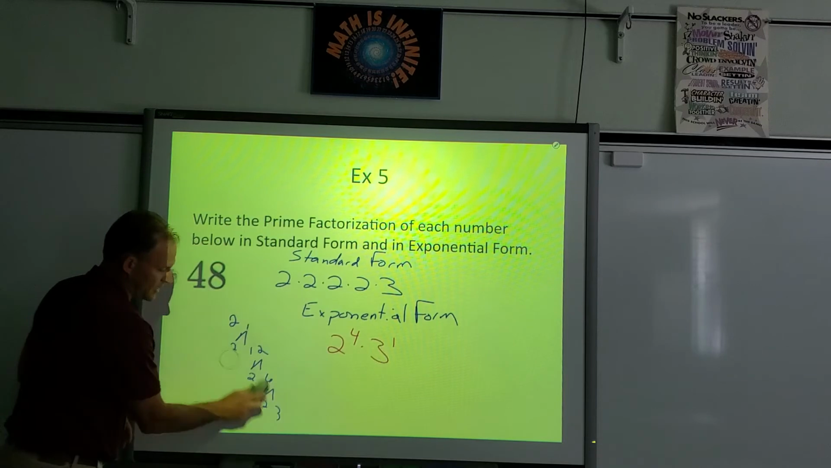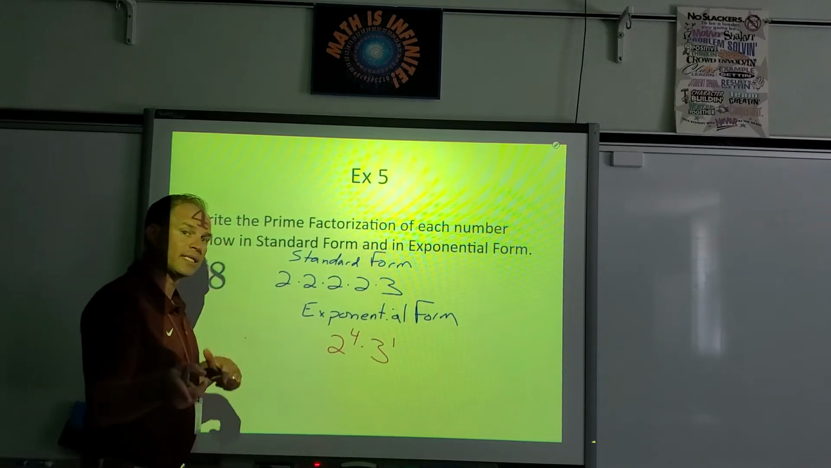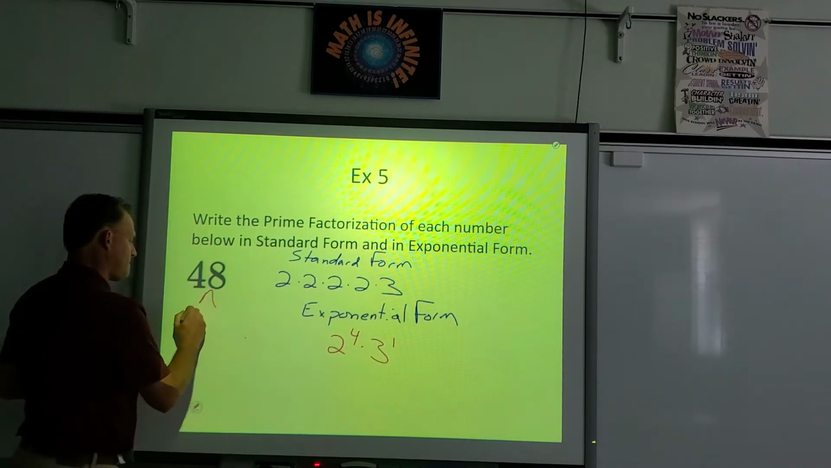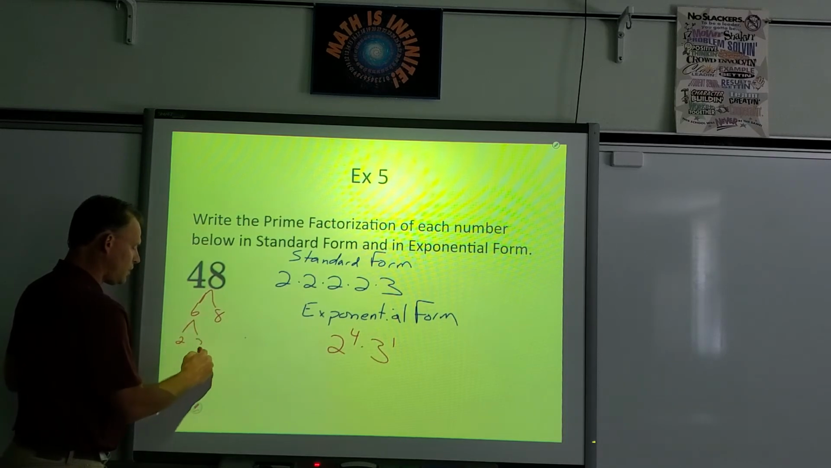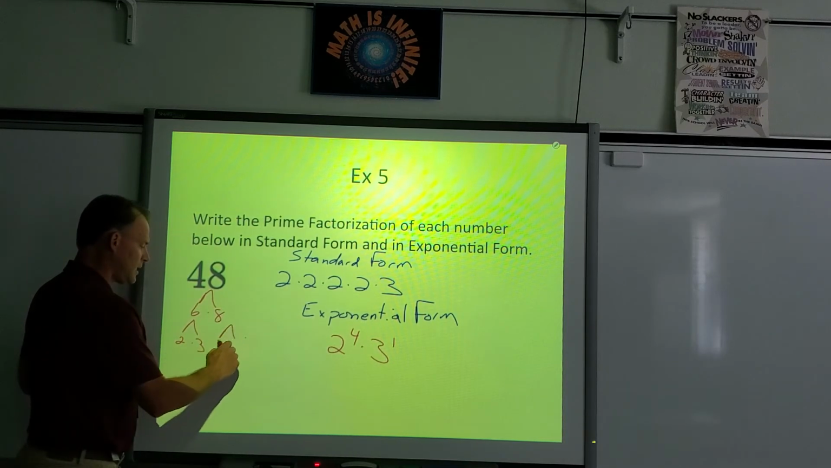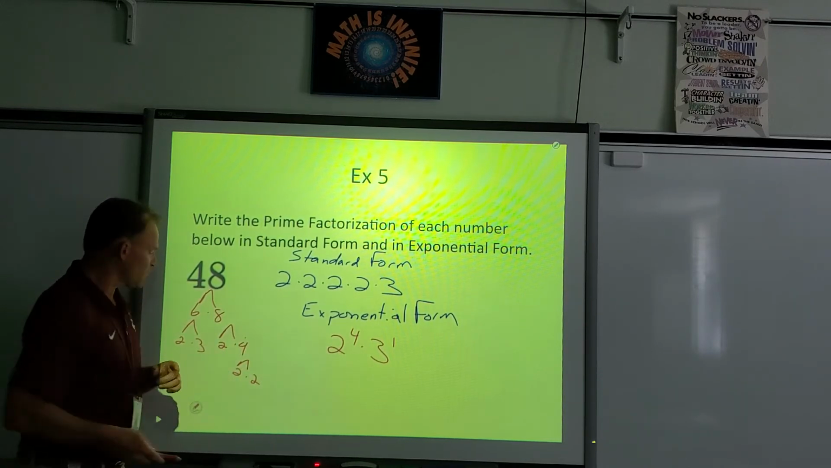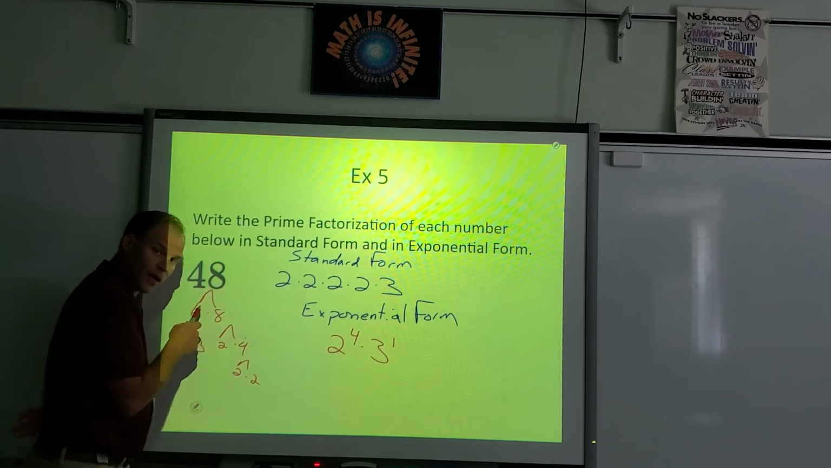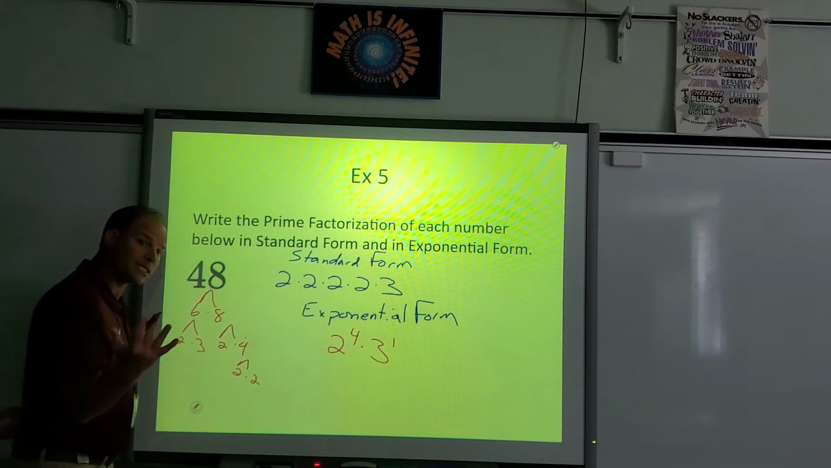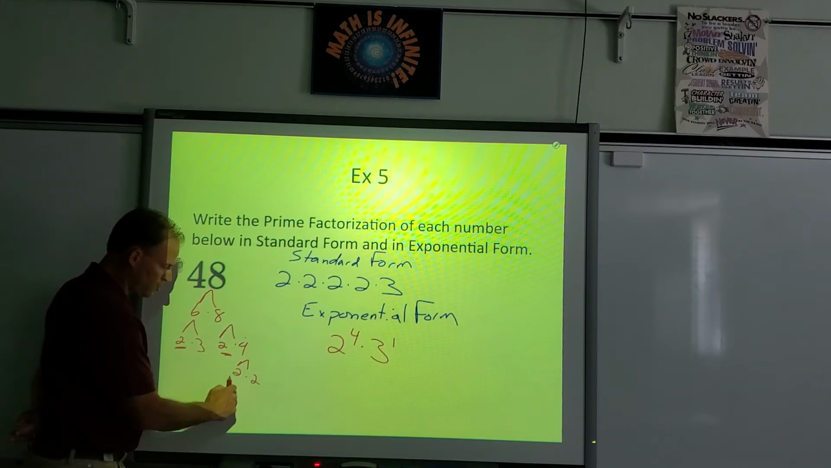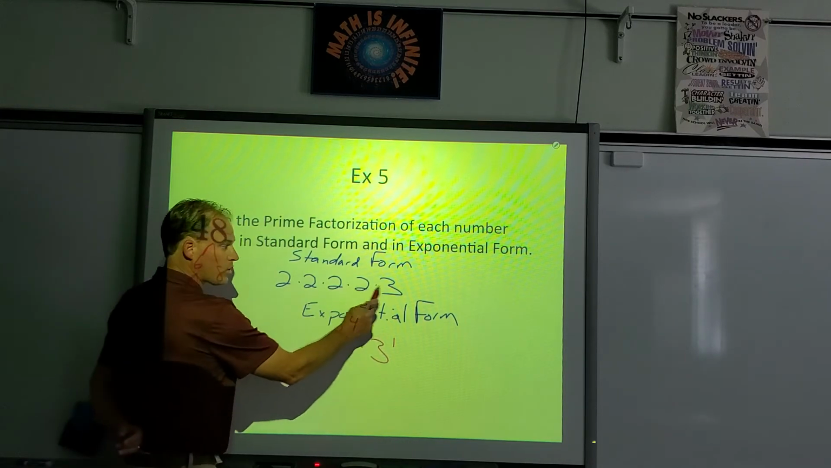There's lots of ways to get this answer. So, let's say you know 48 is 6 times 8. 6 is 2 times 3. 8 is 2 times 4, 2, 2. So like I said, if you can think of bigger numbers right off the bat, there's less work to get done. But you get the same answer. Here's 1, 2, 3, 4 2's and a 3.